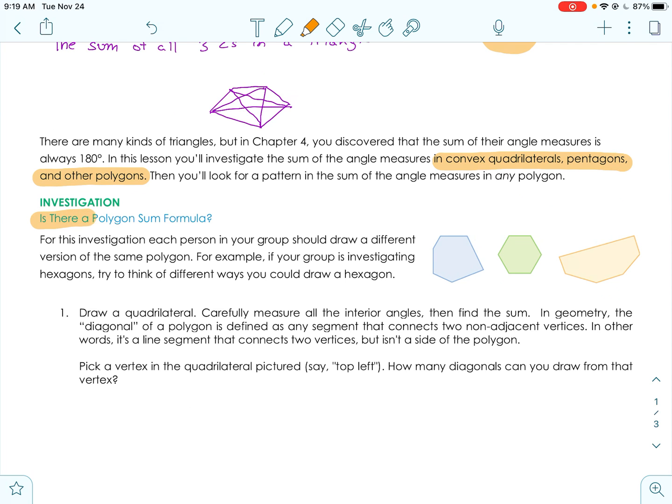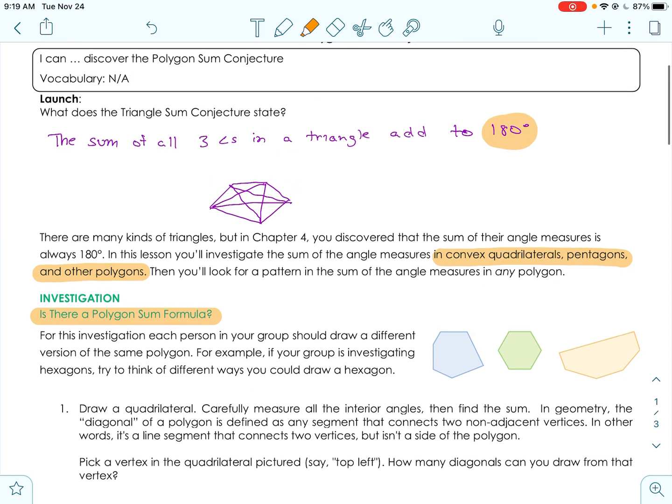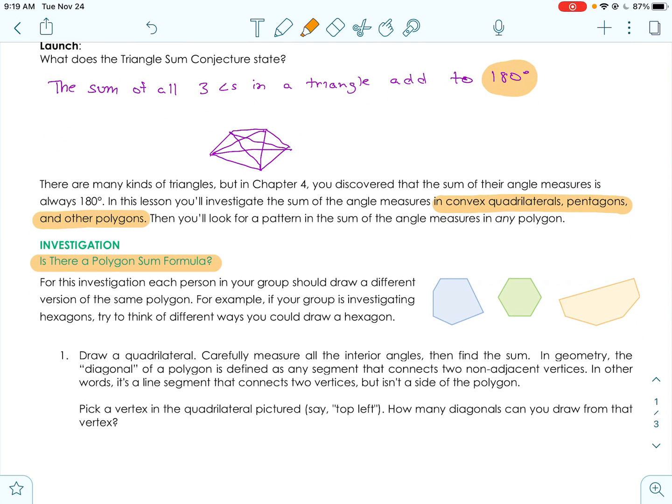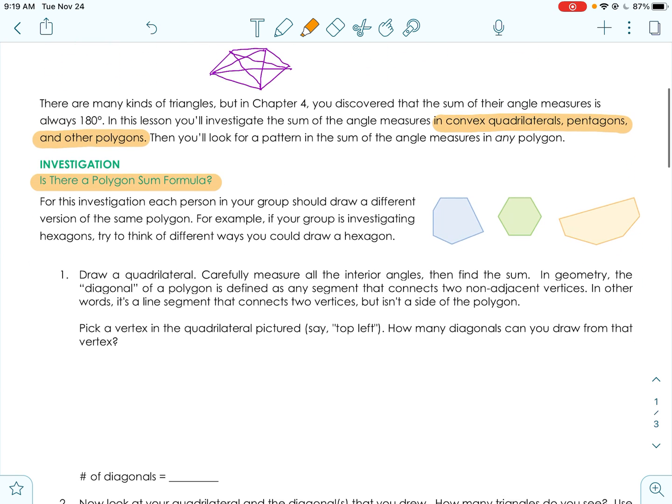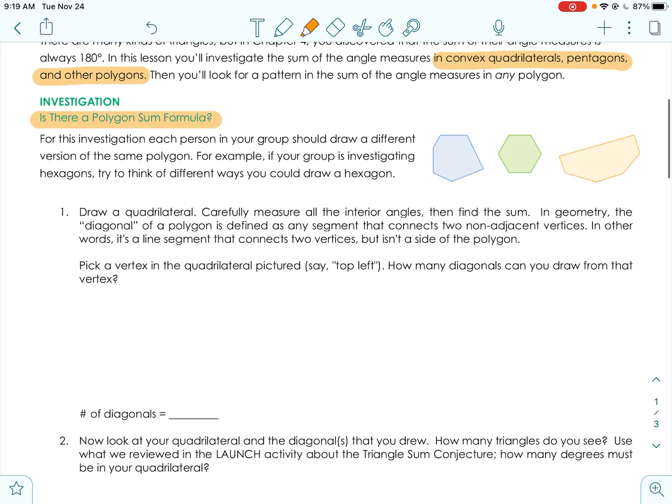So the question that we want to look at is, is there a polygon sum formula? Like we have for a triangle sum conjecture, is there one of these statements that we can make for the angles of any polygon? So what we're going to do first is I want you to draw a quadrilateral. Remember, a quadrilateral is a four-sided shape. It can be any four-sided shape that you want, and it has to be a convex quadrilateral.